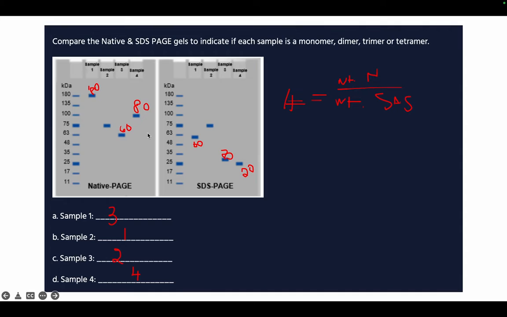So you can imagine that if I have complexes which are very big, like 500 kilodaltons, if I run it on this gel, it will get stuck somewhere here. I won't be able to resolve it at all. So in that kind of scenario, it is better to cast a gradient gel. Okay.